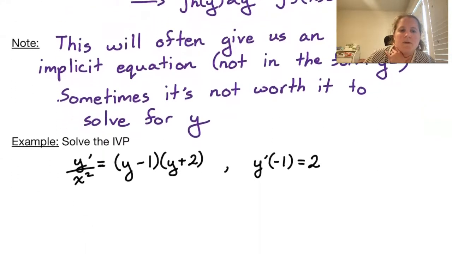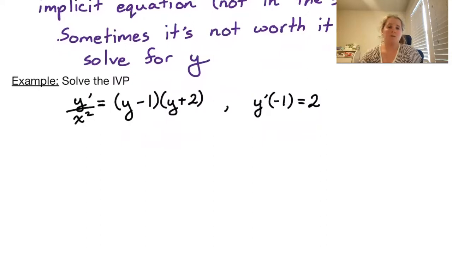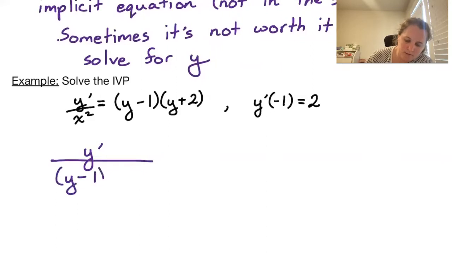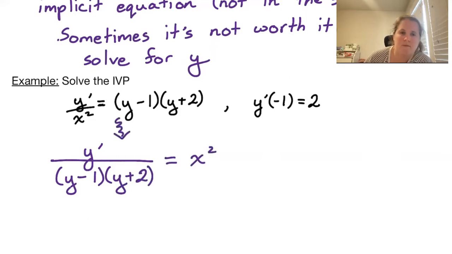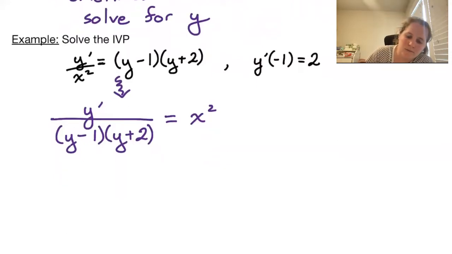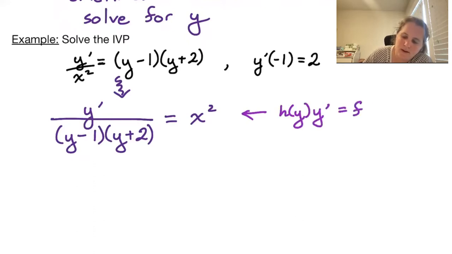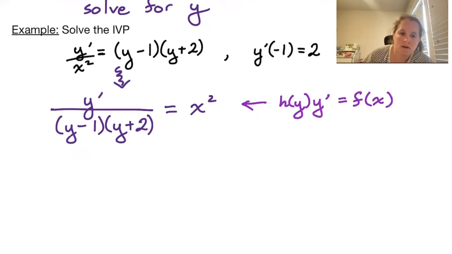So here we have one more IVP, which will presumably give us something that takes implicit form. So let's go ahead and rearrange this. We can divide by y minus 1, y plus 2, and multiply by x squared. That's our rearranged format. This is in the form h of y times y prime is equal to f of x. From here, we can do our integration.